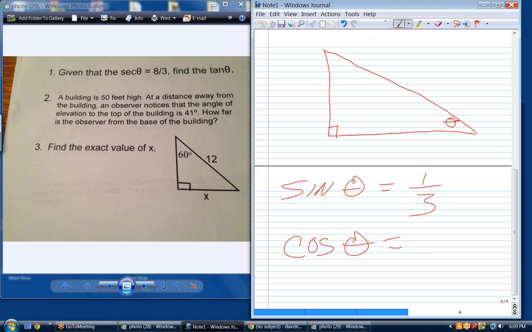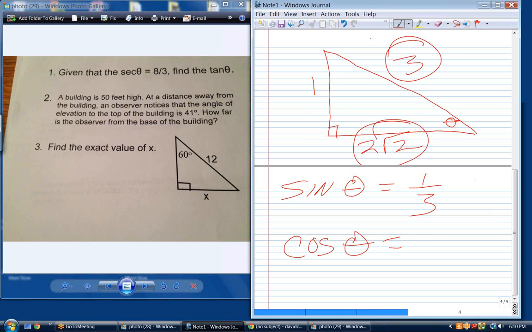It's going to be 2 square root 2, my bad, over 3. In other words, because the sine of theta is 1/3, I can make that 1, I can make that 3. And then this becomes root 8, which is the same as 2 root 2. So the cosine is this divided by that. All right. Okay?